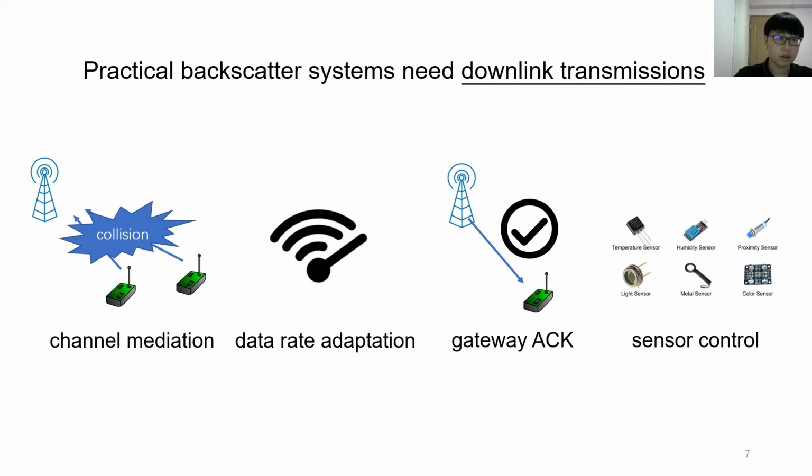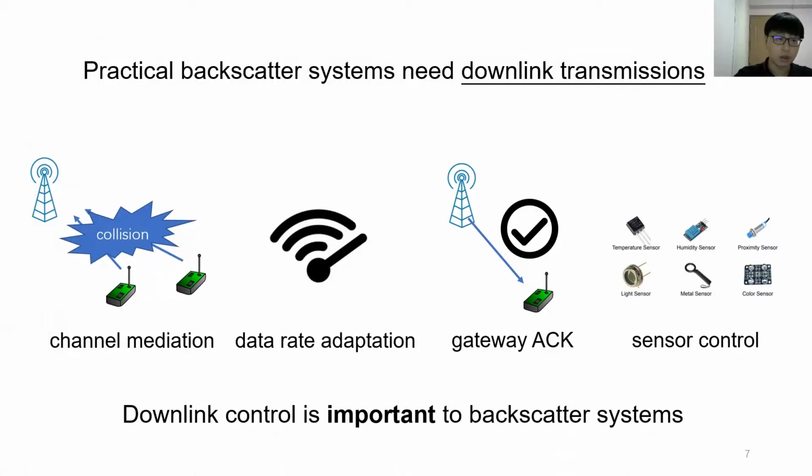Nevertheless, backscatter systems actually need the downlink transmissions. We have a lot of examples. For example, when an uplink collision happens, the gateway may transmit downlink control to resolve the collision. In addition, the downlink control can also be used to control the data rate, send the ACK, and control the sensors, and so on. So the downlink is important to backscatter systems.